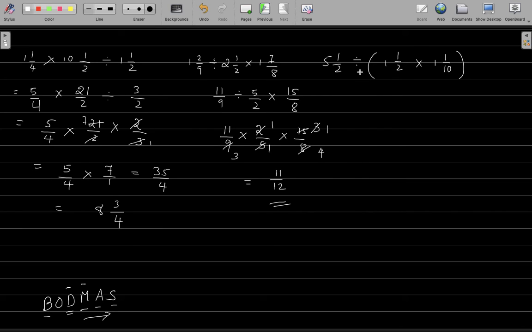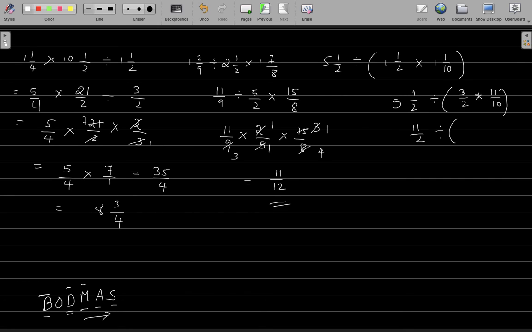Now let us look at this. 5.5 divided by (1.5 times 1 by 10). Now because you have brackets here and you know B stands for brackets, the first thing that you have to solve is the expression that is within the brackets. So you can write this as 5.5 divided by 1.5, which can be written as 3 by 2, multiplied by 1 by 10, which is 11 by 10. Or 5.5 can be written as 11 by 2 divided by 3 by 2 times 11 by 10.